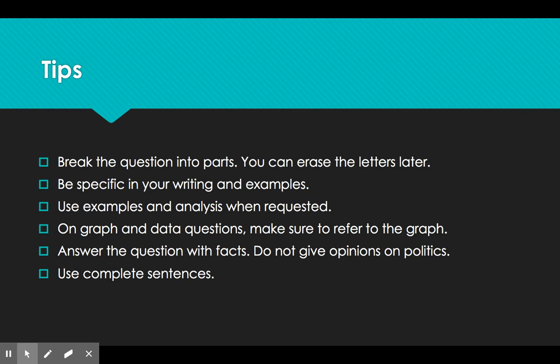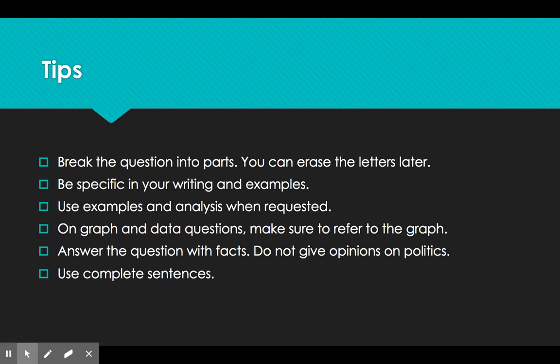All right, so some tips to writing FRQs. Break the questions into parts. You can erase the letters later. So if it's A, B, and C, answer it A, B, and C. Be specific in your writing and examples, okay? Make sure that you are being very specific with your answers. You don't have to write long-winded paragraphs every time you answer, but you do have to have that specific answer.